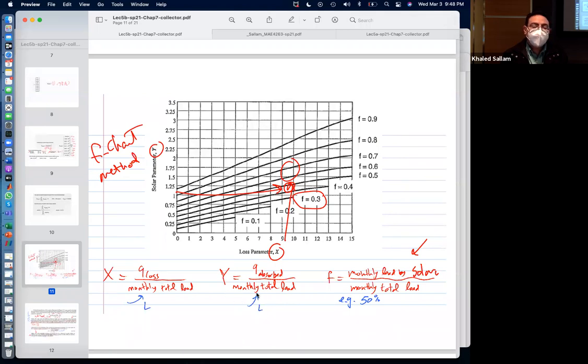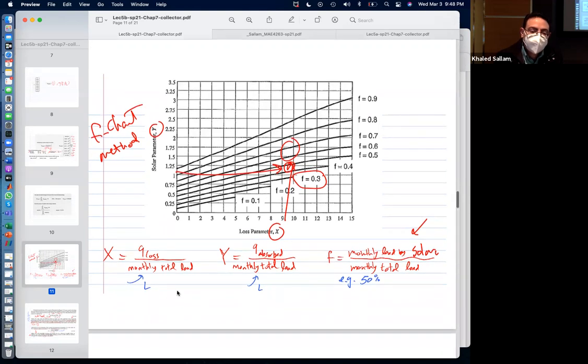And the Y, this is always a ratio. All of them are divided by the monthly total load. So each one of those, whether the F, which is how much you harvest with respect to the load, this is also how much you are losing with respect to the load, and this is how much you are absorbing with respect to the load. Okay? So if we just calculate the X and the Y, we can figure out how good the solar system is.